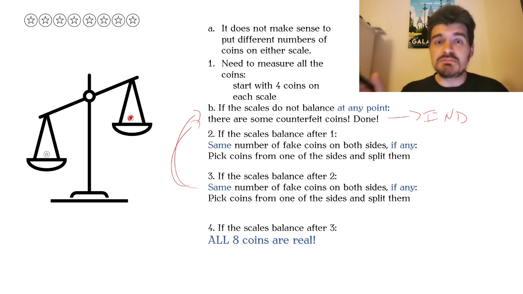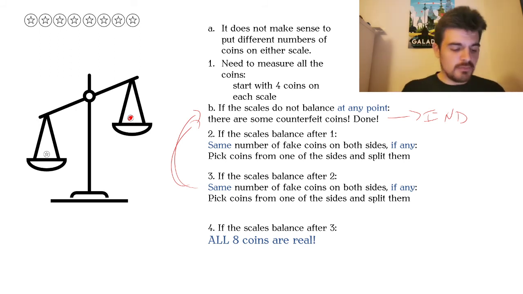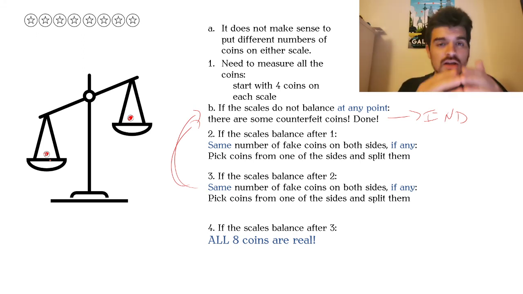This time it does, right? Because the only situation in which the scales balance is that the number of counterfeit coins on both sides is the same. But it might be 0, right? If both of those were counterfeit, that means that all 4 in the previous step had to be counterfeit, and all 8 at the beginning had to be counterfeit. But we know that in the problem it says that at least one coin is real, so they can't all be counterfeit, right?